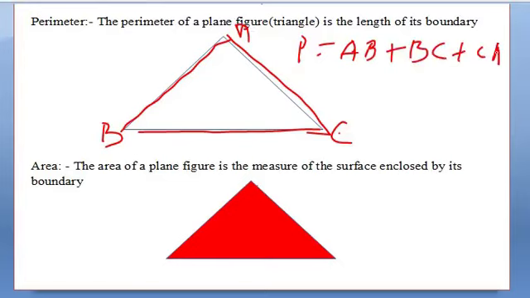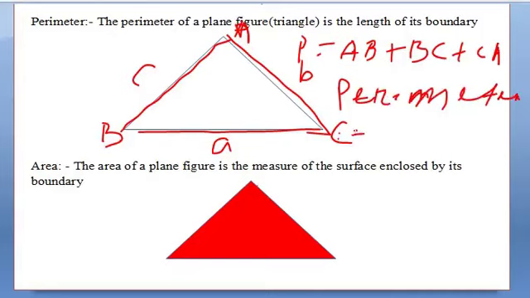If vertex A is here, its opposite side is known as small a, and vertex B's opposite side is small b, and vertex C's opposite side is small c. So we can also say perimeter equals a plus b plus c, this much unit.